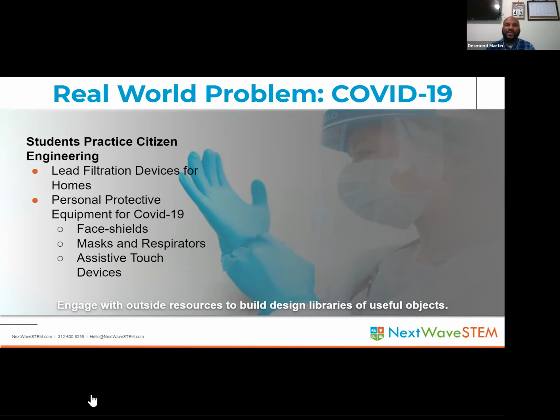And many of us, if we've been brave enough to continue to watch the news and stay abreast of what's going on, we've seen students printing face shields and masks and respirators and even assistive touch devices. And the great thing about 3D printing is that our students are not just limited to what they can ideate and what they can design and print themselves. They have this awesome opportunity to engage with outside previously designed objects as well. There's an entire world of designers and 3D printers who have made their files available online for our students to print.